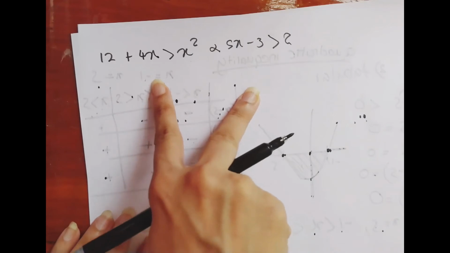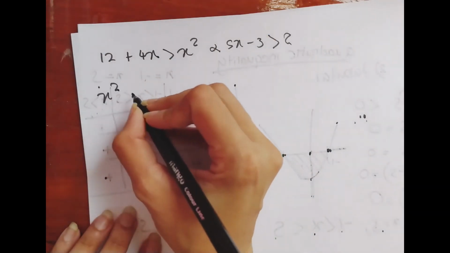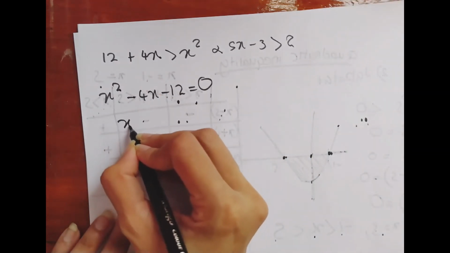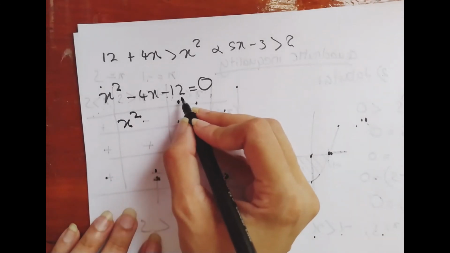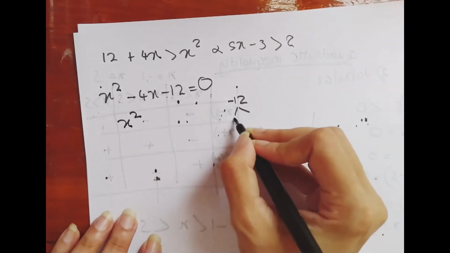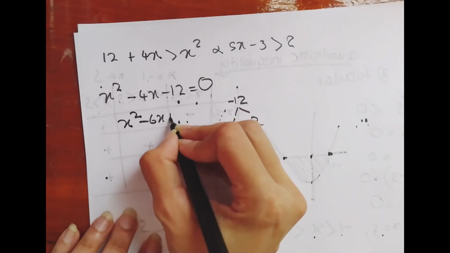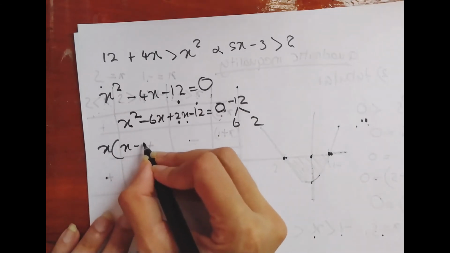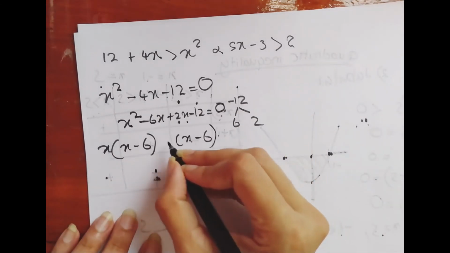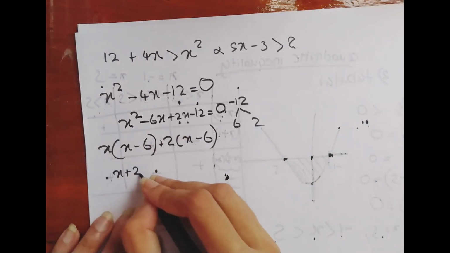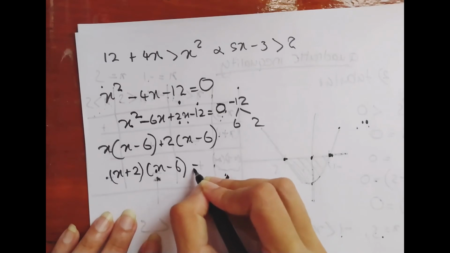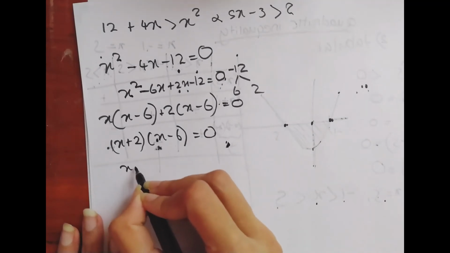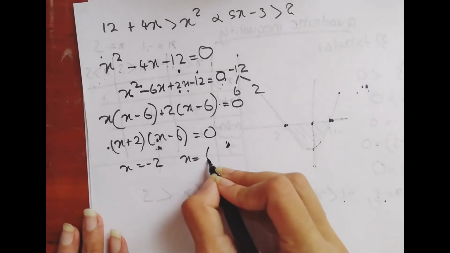So first take this one as an equation. So x squared minus 4x minus 12 equals 0. So if you look at the factors, it will be x squared. So this is minus 12. Minus 12 is 6 times 2. So you can take minus 6x plus 2x minus 12 equals 0. So take this one. This is x minus 6. Write the same thing, x minus 6, and put plus 2. So x plus 2 times x minus 6 equal 0. Right? So then that means x equal minus 2 and x equal plus 6.